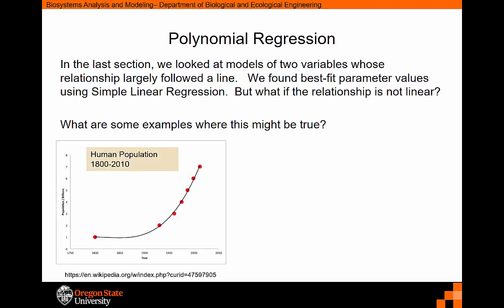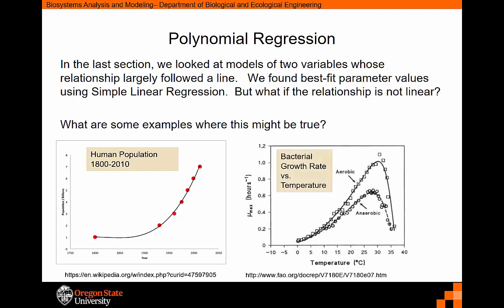Here's one example. If we plot global human population, the response variable, as a function of time, the explanatory variable, we see that the data clearly does not follow a line, and trying to fit a line to this data will lead to poor model performance. Here's another example, bacterial growth rate as a function of temperature. Again, this relationship is nonlinear, and trying to fit a simple line to this data would lead to a very poor model. We need some better techniques to address relationships such as these.